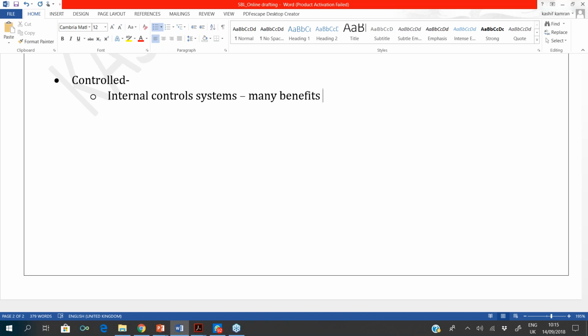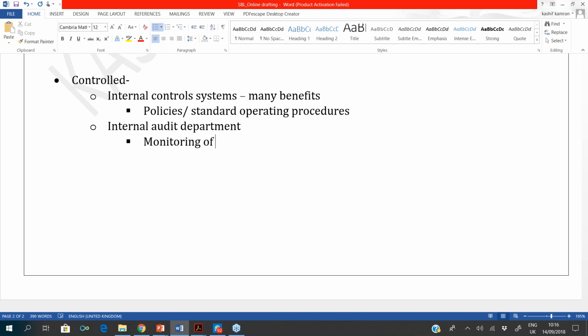Internal control systems. What are internal control systems? Your policies, your standard operating procedures. Every company has policies, right? Every company has SOPs, standard operating procedures. These are internal control systems. Then what is control? Your internal audit department, which is very much important for monitoring of the internal control systems. See how important that is.